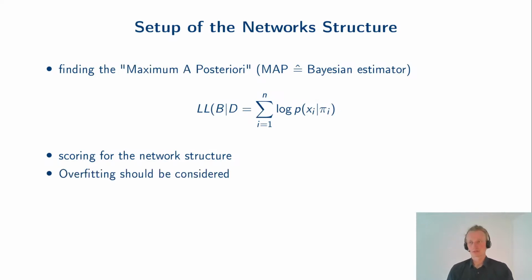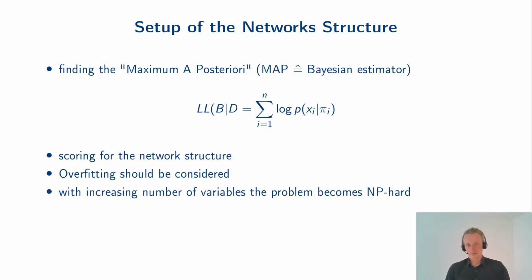However, one should consider overfitting, since if one adds the edges and their conditional probabilities till the network seems to be perfect, one has the problem that then the classifier won't perform well on new datasets. So, setting up the network structure is not easy and becomes NP-hard when the number of variables increases. One approach to counteract this problem is limiting the number of parent nodes for each child node.